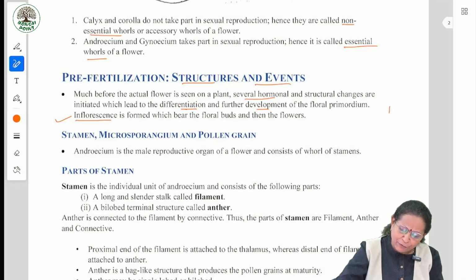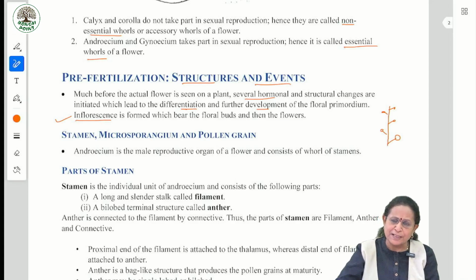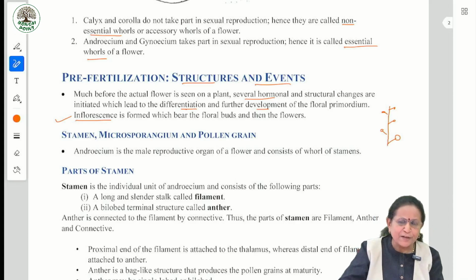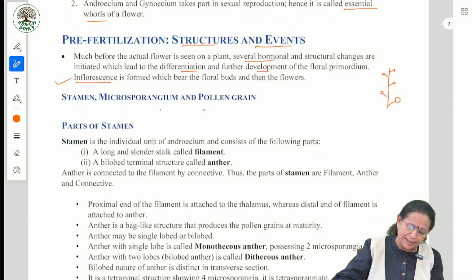So, what is an inflorescence? It is nothing but a cluster of flowers arranged in a definite pattern on a reproductive shoot. So, we see a cluster of flowers arranged together. This cluster of flowers arranged in a definite pattern is said to be inflorescence.